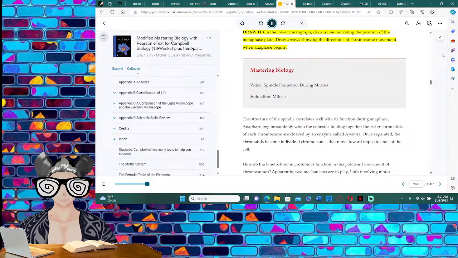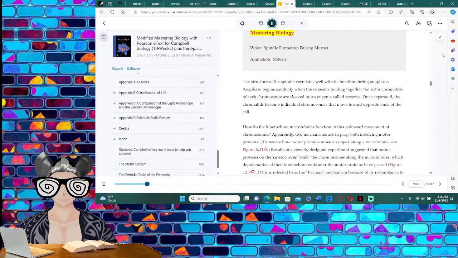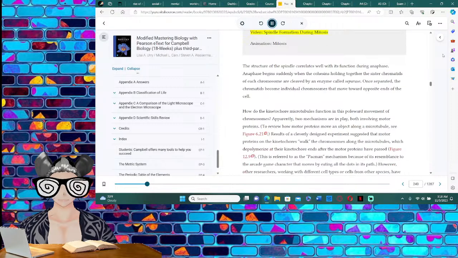Draw It. On the lower micrograph, draw a line indicating the position of the metaphase plate. Draw arrows showing the directions of chromosome movement when anaphase begins. Mastering Biology. Video, spindle formation during mitosis.